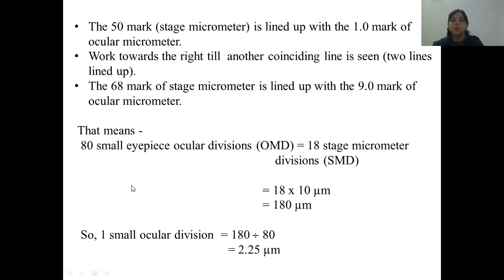That means what is one ocular division, or what is the distance between two consecutive lines on an ocular? That's 180 divided by 80. It is 2.25 micrometer. In the microscope we are using, the ocular division is calibrated as, that is, the distance between two ocular divisions is 2.25 micrometer.